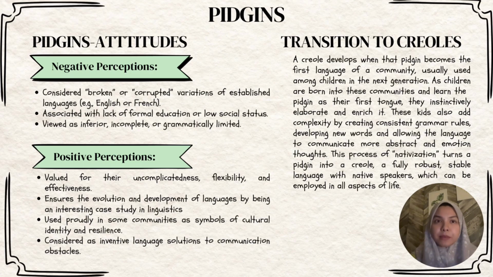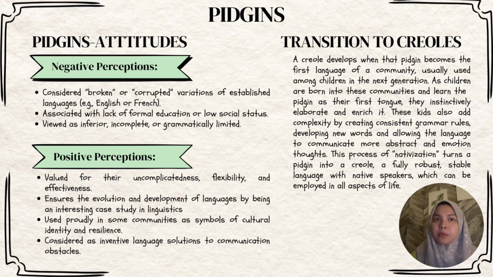They are sometimes considered as broken or corrupted versions of established language like English or French. Many people associate pidgins with a lack of formal education or low social status, assuming that speakers are uneducated or less intelligent. Because of their simplified grammar and vocabulary, pidgins are also wrongly seen as inferior, incomplete, or even incorrect languages.